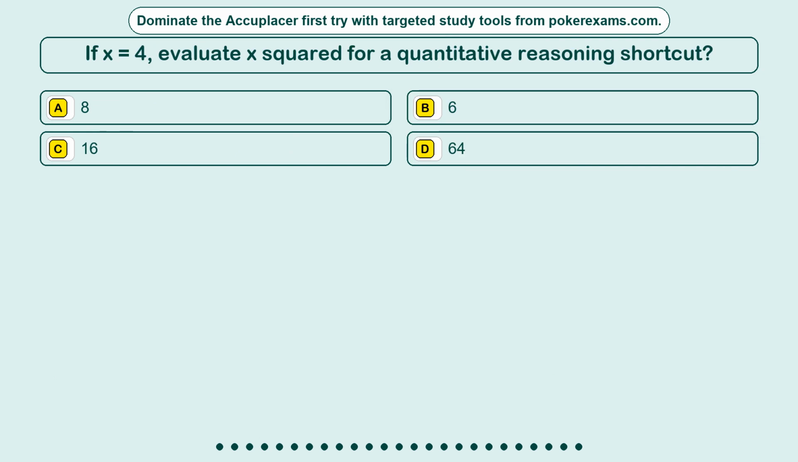Question 7. If x equals 4, evaluate x squared for a quantitative reasoning shortcut. Option A, 8. Option B, 6. Option C, 16. Option D, 64.